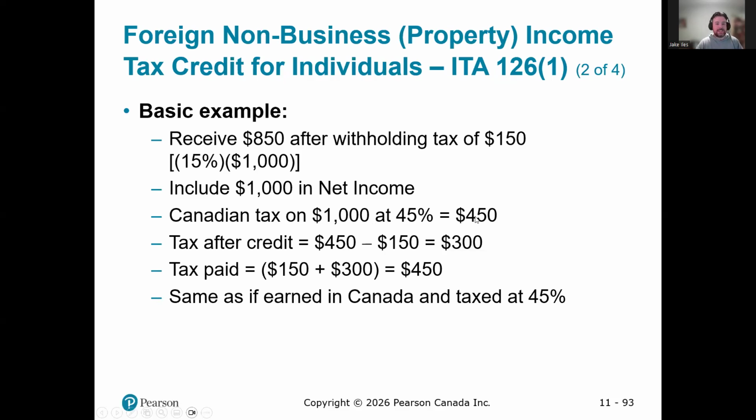So the tax calculation says, okay, you owe $450 in taxes, but you've already paid $150 to a foreign nation. You've already paid those taxes. So 450 minus the tax already paid equals $300. The total tax paid still matches that 450 that was calculated, but it gets split up. 150 was withheld by the foreign government, so Canada gets the remaining 300. Your overall tax outcome is the same as if it was earned in Canada and taxed fully at 45%.